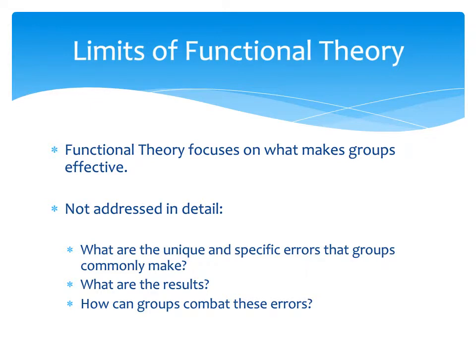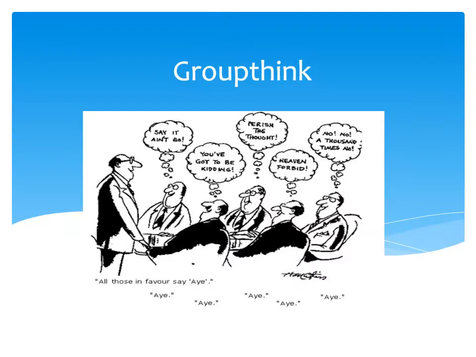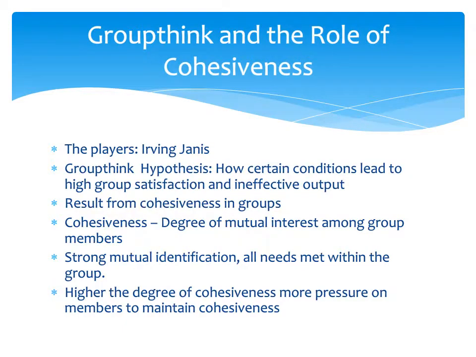While functional theory focuses on what makes groups effective, the next theory examines the mistakes groups make. The last and most specific theory in the sociocultural tradition focuses on the phenomenon of groupthink. Here's a good example of groupthink. Irving Janis developed the groupthink hypothesis, which states that certain conditions lead to high group satisfaction and an effective output.